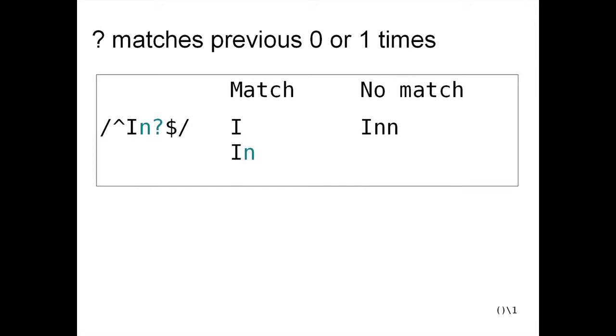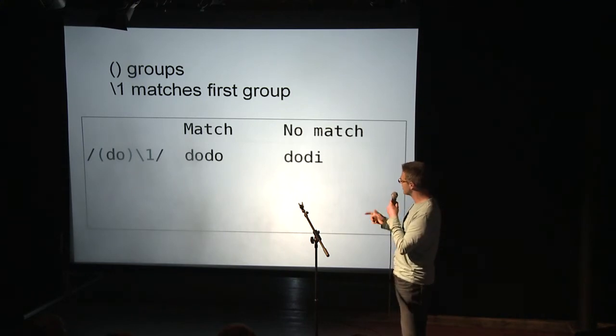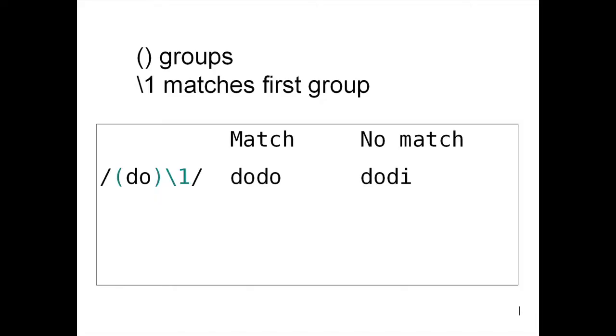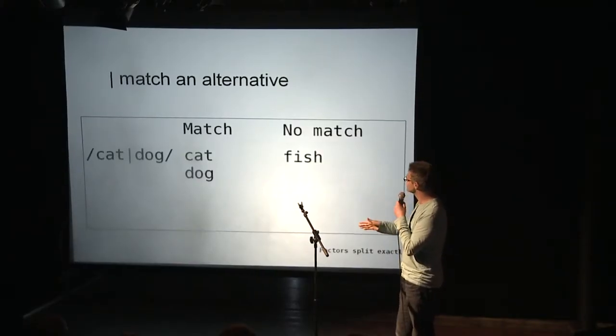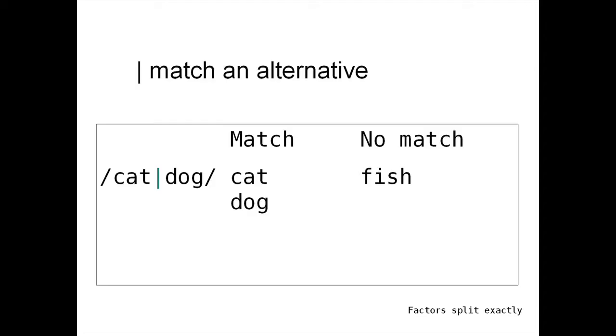Something else we need to know about is groups. We sometimes have to group things together, and we do that in the brackets. So here, the do is in a group, and we're going to match that twice. So do, and then the backslash 1 will match whatever was in the group. Okay? So that will match dodo, but not doda. The one other thing we need to know about Perl to carry on is this vertical bar is search for an alternative. So a cat or a dog, but not a fish.